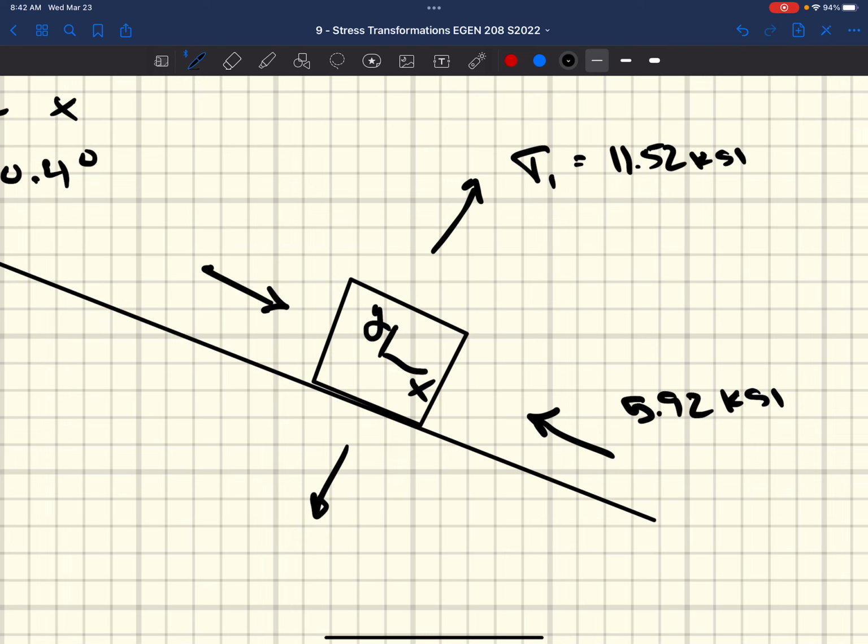If we cut that thing at 90 degrees to that, right, a plane that's oriented with our x face, well, at that orientation, now the material is actually trying to compress itself. It's trying to come together, okay?